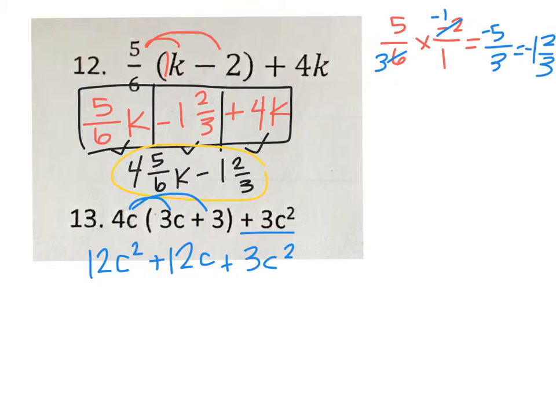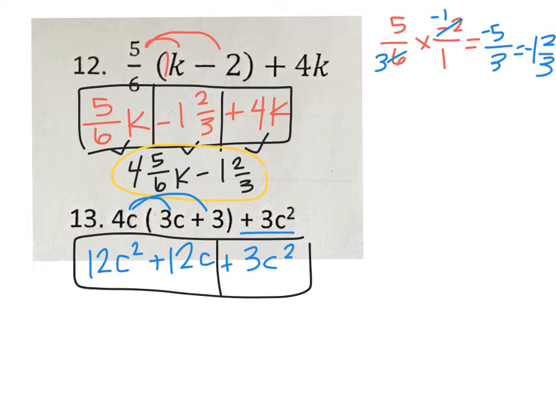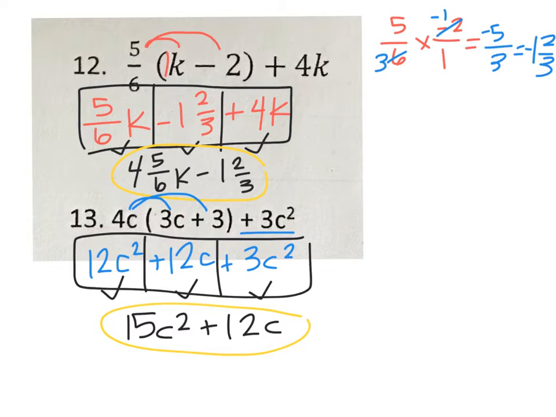Now that we've gotten rid of our parentheses, we can go ahead and box our terms and combine any like terms. I'm going to box these up. And I see 12c squared, so I'm going to do 12c squared plus 3c squared. And that will give me 15c squared. And then we have the c family, so plus 12c. And that would be our final answer for number 13.